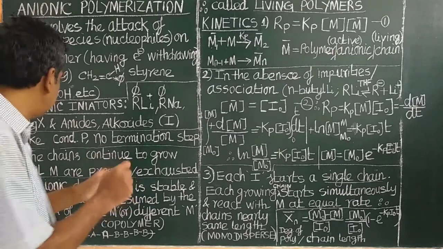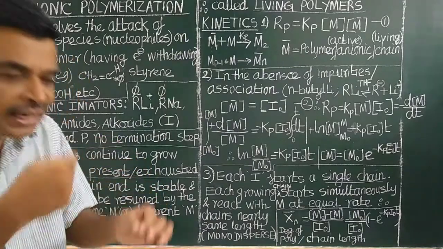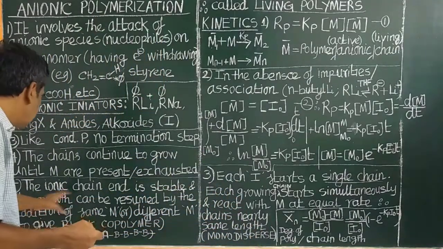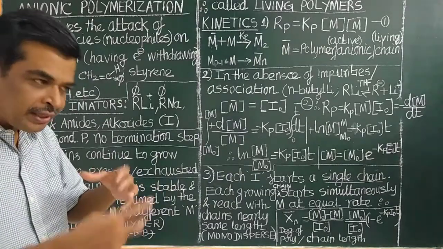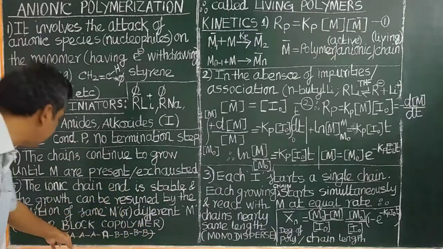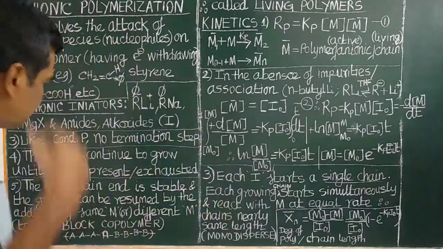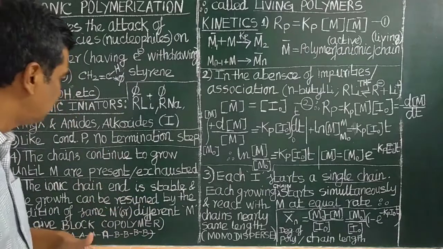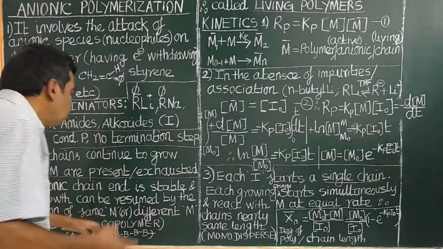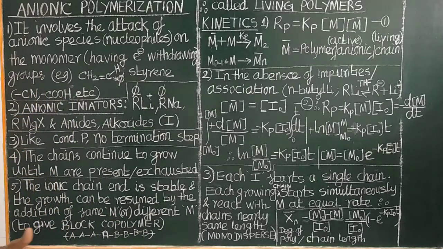Further, the anionic chain end is more stable than the cationic chain end. Therefore, the growth of the polymer can be resumed by the addition of the same monomer to give AAAA, or the growth can be resumed by the addition of a different monomer, for example B, to give block copolymers. So, anionic polymerization is of very much importance for producing different kinds of polymers.